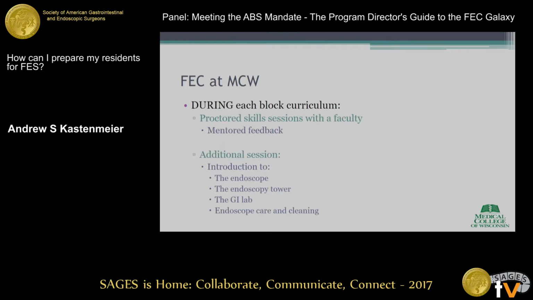During our block curriculum, with the absence of real hard proficiency targets for some of these simulator skills, the route I've gone is mentored feedback. So we have a faculty member watching them do skills and giving them feedback at every single block curriculum. Then they practice between those curriculums and then revisit it with a faculty member at the next curriculum. So this is that expert feedback that they're getting to try and get them up to speed.